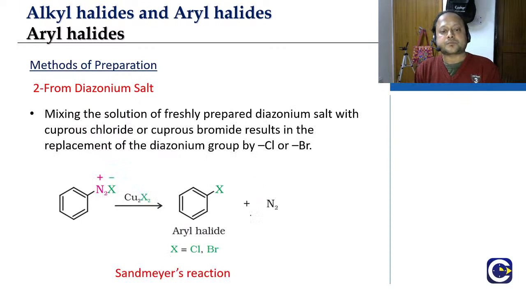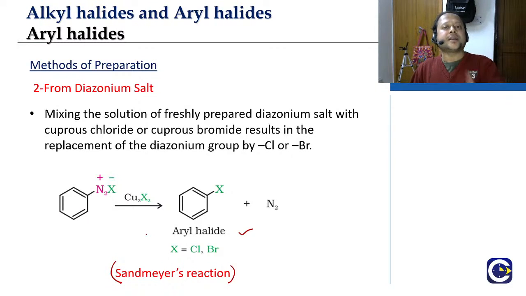Now, once this diazonium salt is formed, we react this with the copper salt of the halide, cuprous halide we are reacting with. Your Cu2Br2 or Cu2X2, Cl2, cuprous chloride. And hence we get this output. So this is called Sandmeyer's reaction. It is called Sandmeyer reaction.